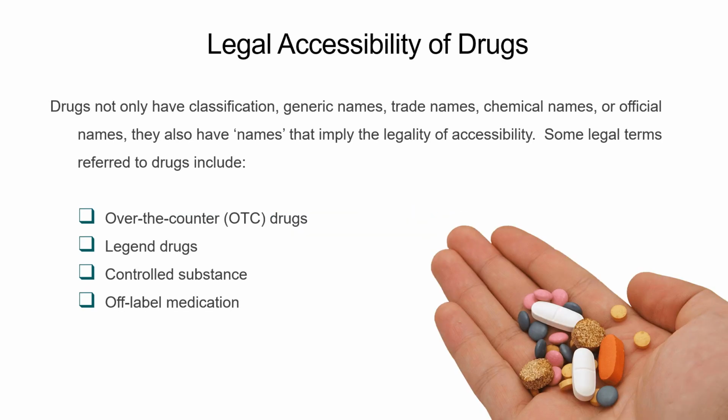Legal accessibility of drugs. So drugs not only have a classification, a generic name, a trade name, a chemical name, official name, they also have names that imply the legality of accessibility. So some legal terms are often referred to as over-the-counter, or legend drugs, which is your prescription drugs, controlled substances, which are those that are monitored by the DEA, and then there's off-label medications.